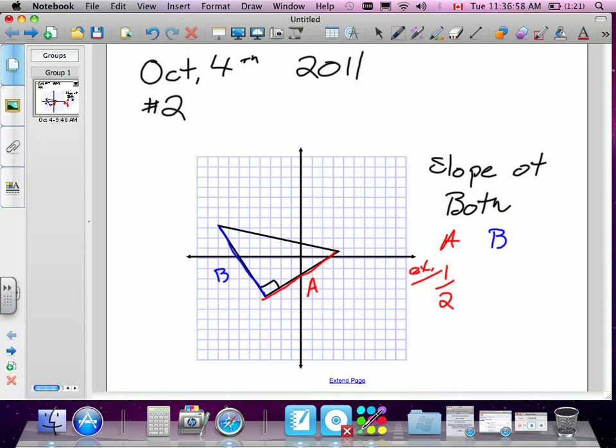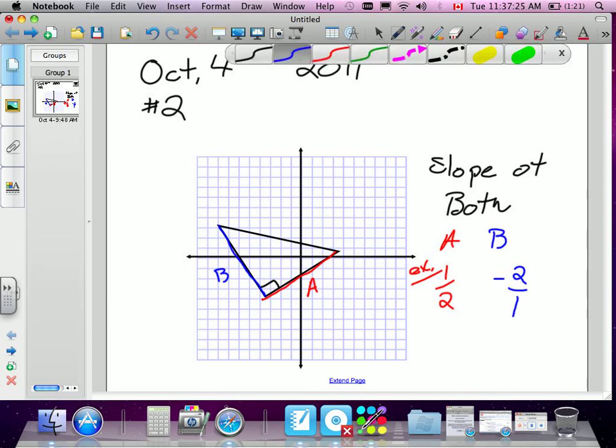But if the slope of A was 1 over 2, in order for the corner of A and B to be 90 degrees, the slope of B would have to be the negative reciprocal. So it would have to be negative 2 over 1. Okay? So two perpendicular lines have negative reciprocals as slopes. That's one property you could use. Call that the first one.